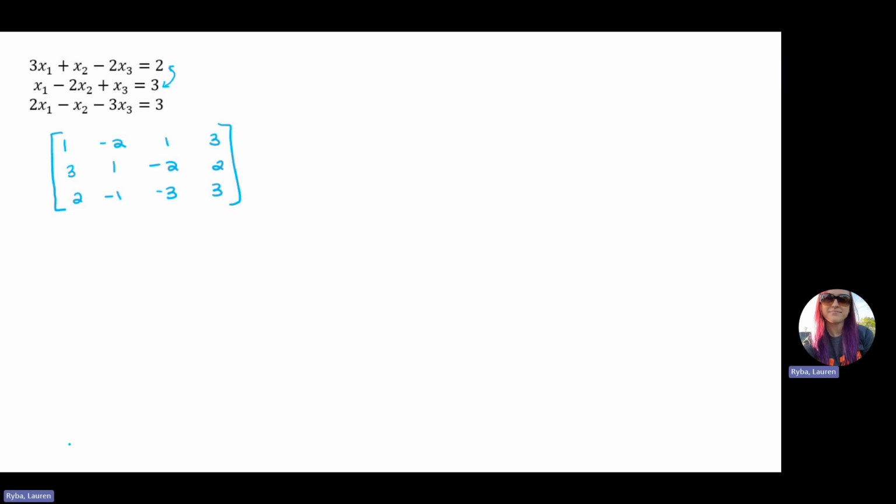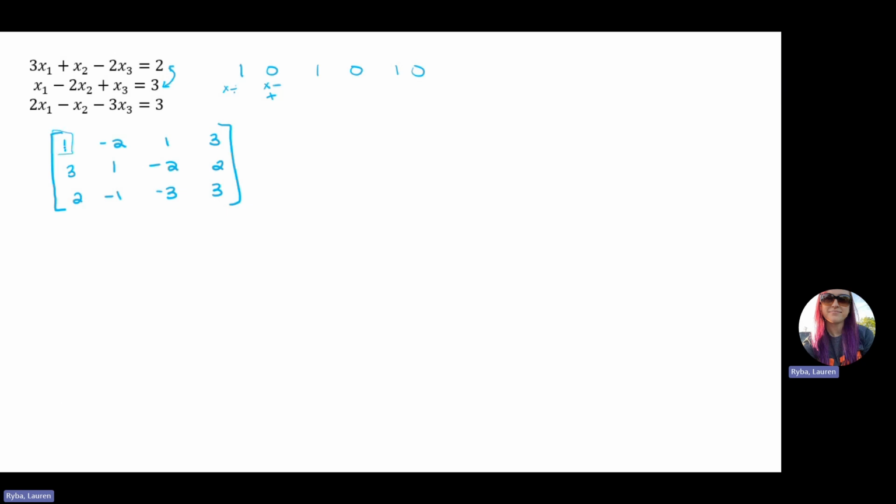So the process alternates 1s, then 0s, 1s, then 0s, 1, then 0s. That's the process we're always going to follow. So get your 1 by either your multiplication or division, or in this case, we already have it. And then you get your 0s by multiplying by the opposite and then adding. So times by the opposite and then add the rows. And then we default back to 1s again. So we get the 1 and then we get the 0. So it just alternates between get your 1s, get your 0s.